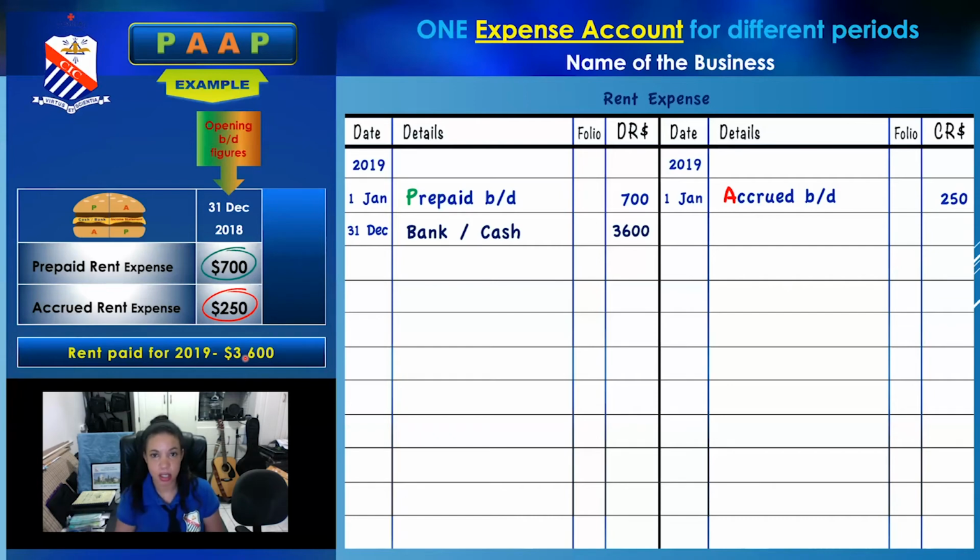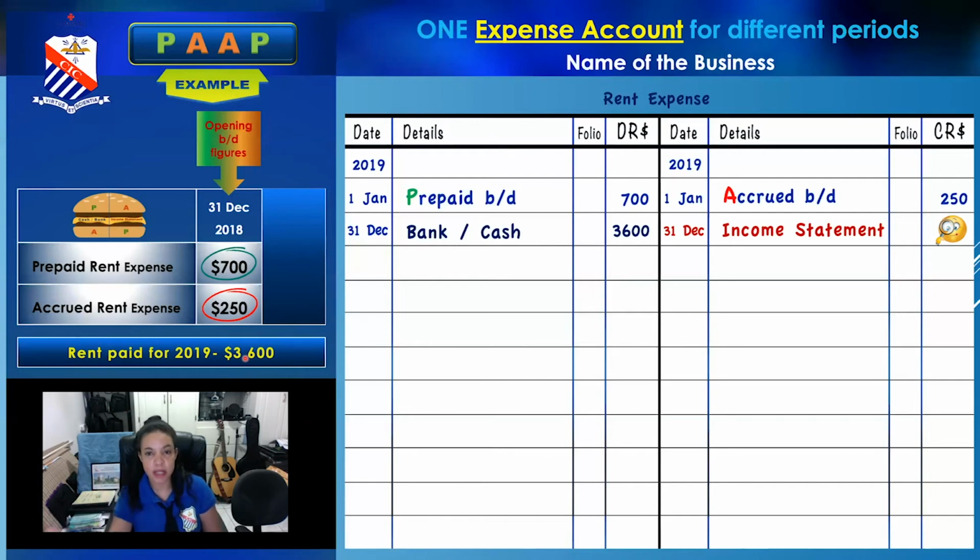3,600. Good. Next part of your meat, the middle part, 31st of December, because you always transfer to the income statement at the end of the period. So you will put that there. Don't have the amount incurred. You don't have the rent incurred. It's the rent expense that we are doing now.